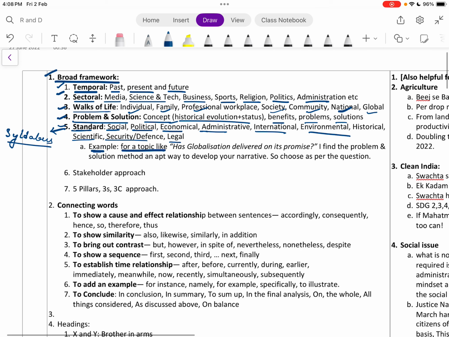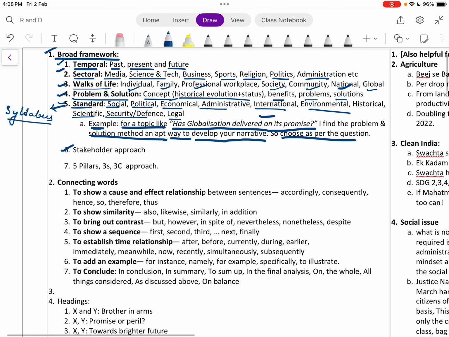For example, for a topic like "Has globalization delivered on its promise?", I find the problem and solution method an apt way to develop your narrative. So choose as per the question. We can also have a stakeholder approach, or we can go for the 5 pillar, 3S, 3C approach, especially in the GS answers.